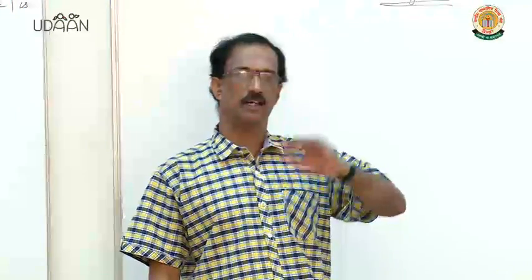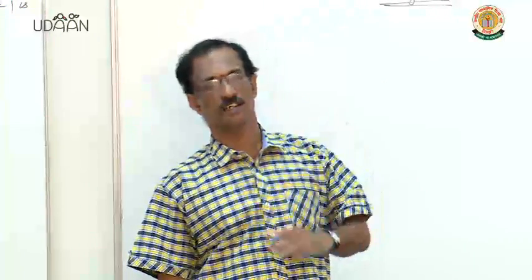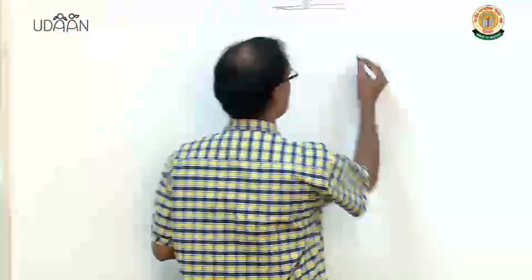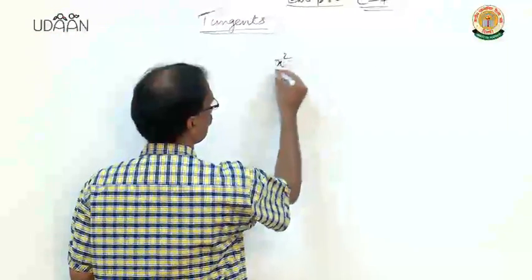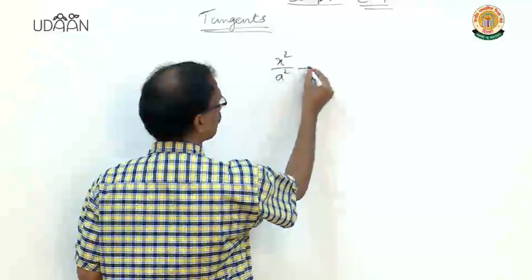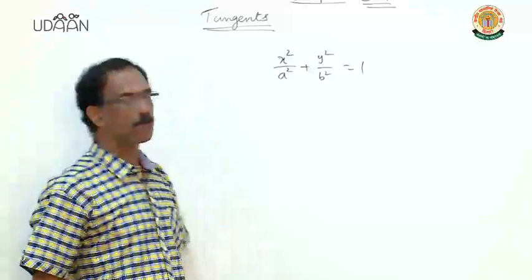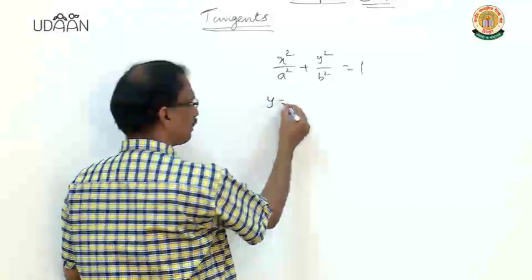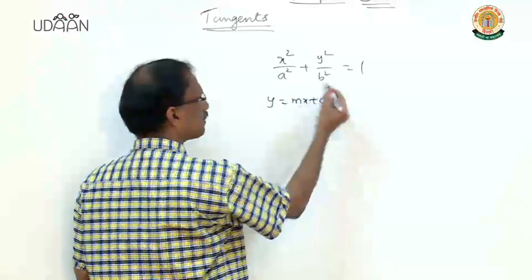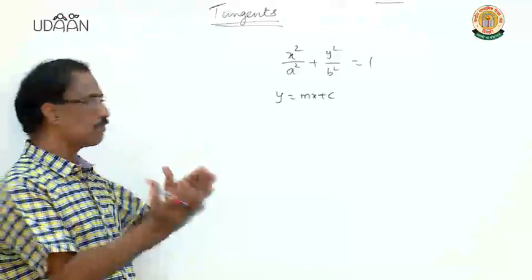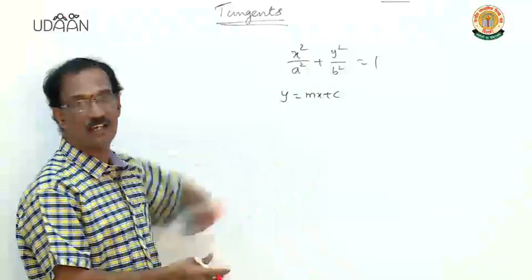आज हम अगला टॉपिक एलिप्स में लाइंस एंड एलिप्स, व्हाट्स द रिलेशन, उसमें से आगे tangent and secant how we can get. So now a line is there and an ellipse. Ellipse equation है x square by a square plus y square by b square equal to 1. And a line y equals mx plus c. So what is the relation between this ellipse and this line that we are going to see?